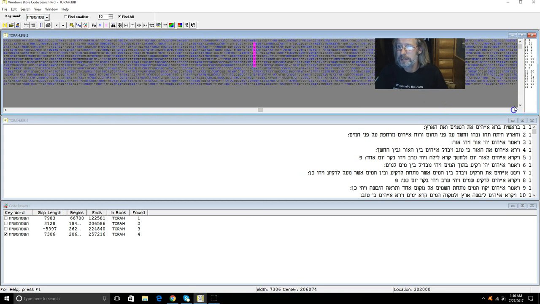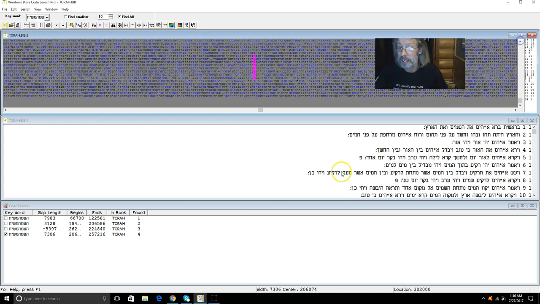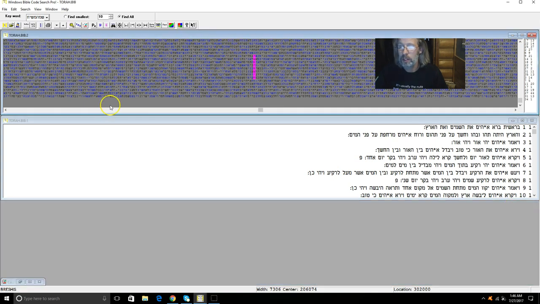All right, so now we're at the access term in the Torah, and lo and behold, right across the access term is the name of the Messiah, Yeshua. The name of the Messiah is Yeshua. That is a home run Bible code right there. An Orthodox Jew looking for the Messiah cannot see right before his eyes.